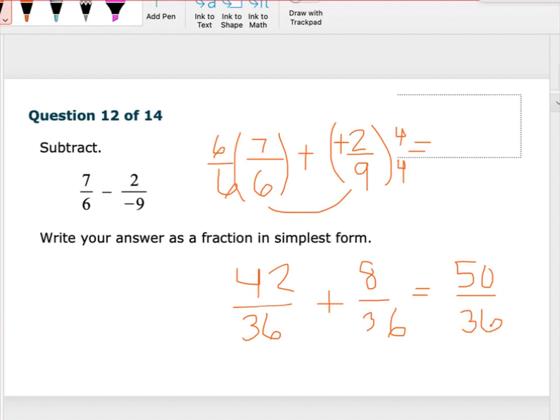36. Now it says as a fraction in simplest form. That means we're going to leave it as an improper fraction instead of a mixed number because they didn't tell us to put it in a mixed number. But this is not yet the simplest form, is it? I see that I could divide both by a 2. So I'm going to divide 50 by a 2 and get 25. And I'm going to divide 36 by a 2 and get 18. And my final answer is 25/18.